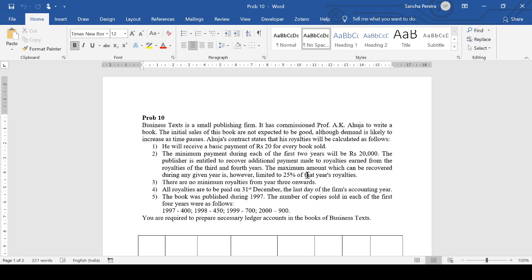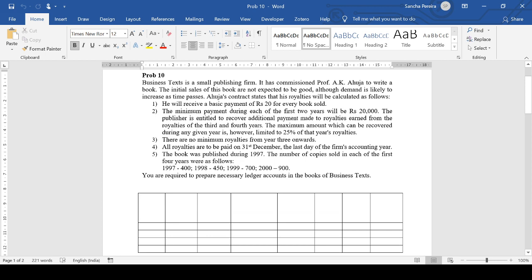The publisher is entitled to recover additional payment made to royalties earned from the royalties of the third and the fourth years. So basically, short workings can be recouped only in the third and the fourth year. The maximum amount which can be recovered during any year is, however, limited to 25% of that year's royalties. So when you're recouping, you cannot claim more than 25% of that year's royalties, even if the surplus is more. There are no minimum royalties from year 3 onwards. So there's no minimum rent from year 3 onwards.